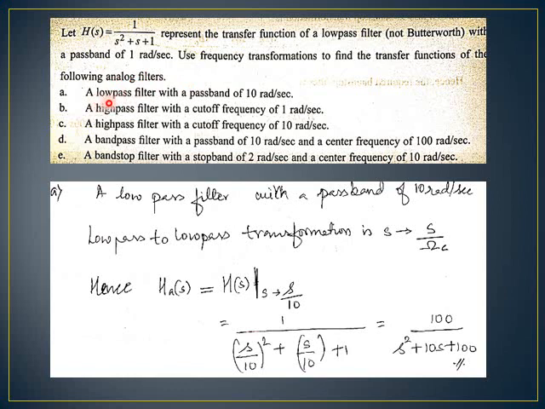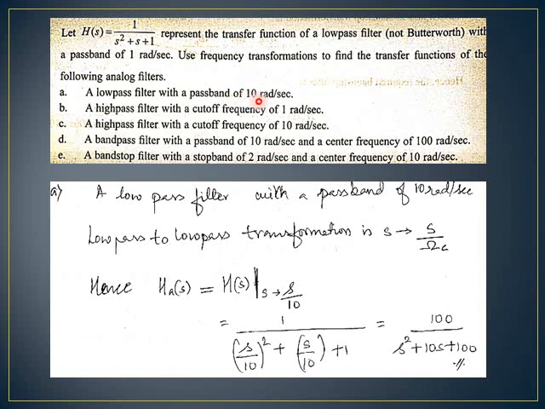First one, a low pass filter with a pass band of 10 radians per second. So we need to convert low pass to low pass. If it is high pass, we again need to convert the low pass to high pass. The low pass to low pass transformation is s divided by omega c. So the value of omega c is nothing but 10.